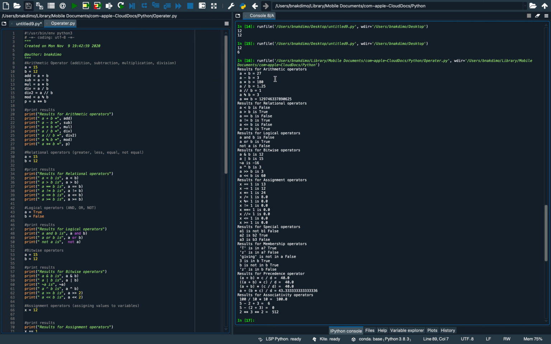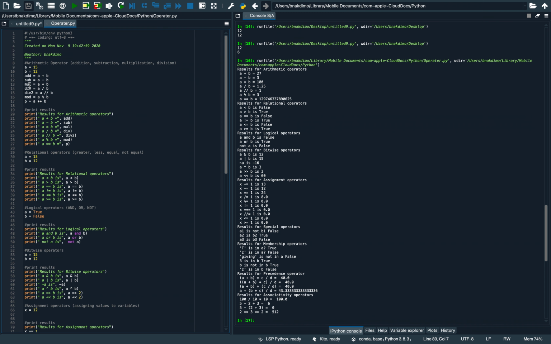But I didn't want it to just show the answer. I wanted it to show the equation, like the expression, and then the answer. So to start, I used a as one of the variables and b as the second variable. And a has the value of 15 and b has the value of 12.